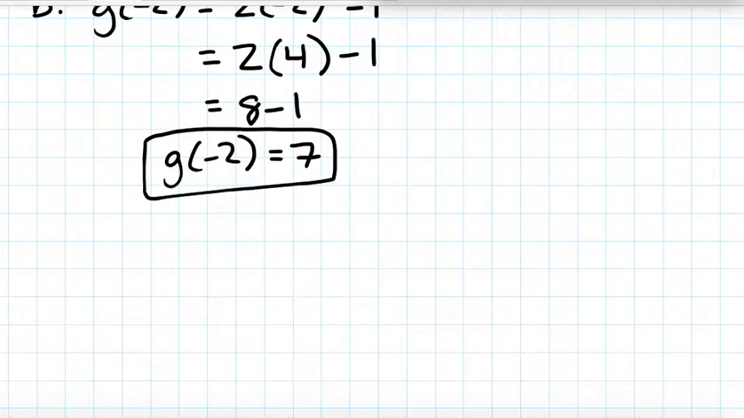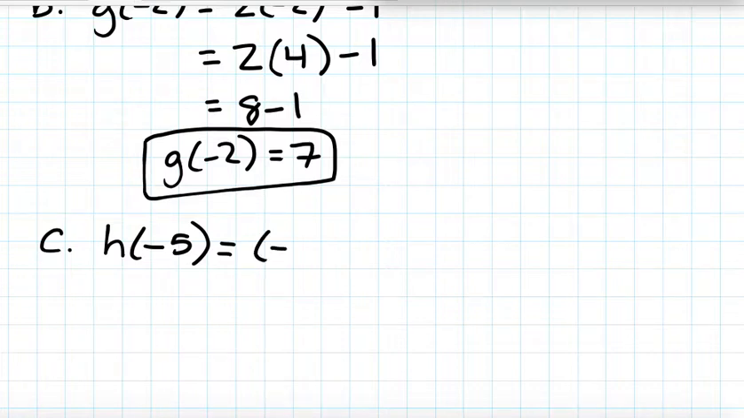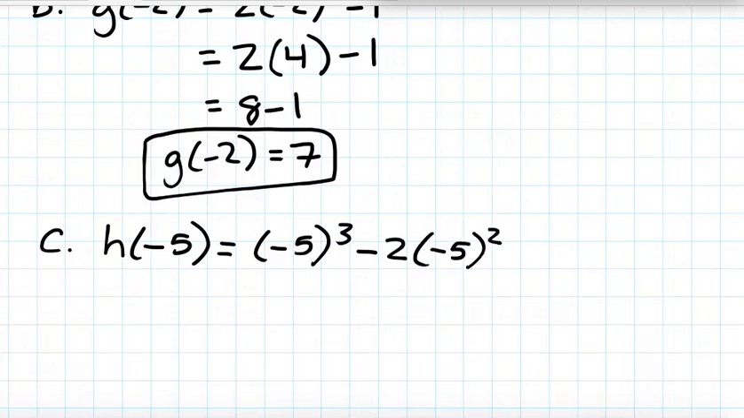Lastly, here we're going to do part C. And part C is h of negative 5. This function uses r for the variable instead of x, but it's the same idea. The function, you can't see it, but it's r to the third minus 2r squared plus 5. So it'll be negative 5 to the third minus 2 times negative 5 squared, and then plus 5.